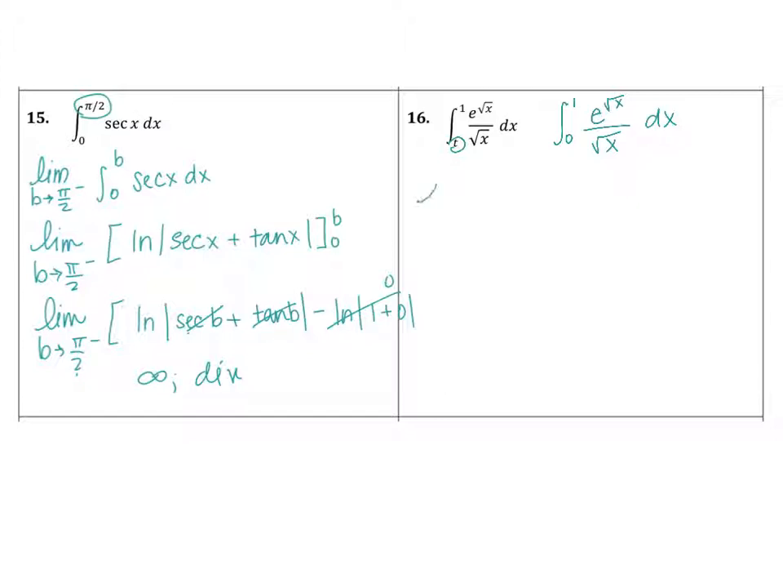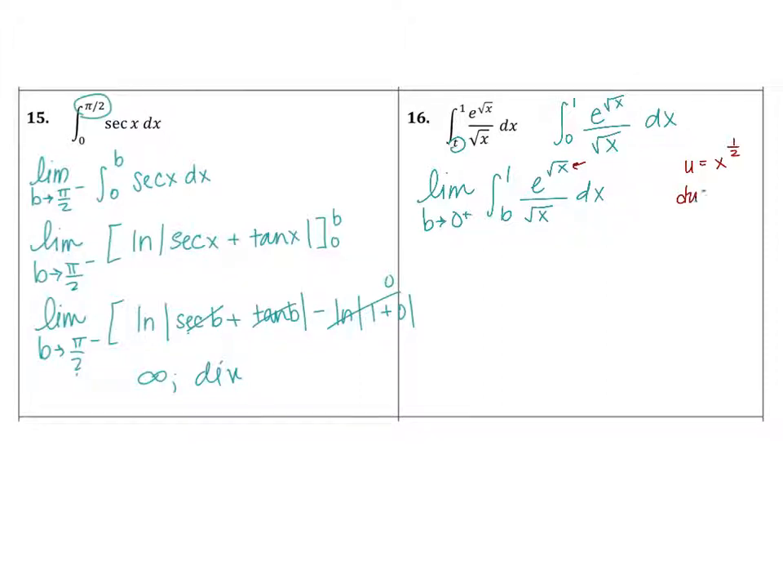And so we're going to look at the limit as b approaches 0. And we're coming in on which side? On the right side. And we're going to integrate from b to 1 of e to the square root of x over the square root of x dx. All right, so we're going to have to do a U sub. We're going to let u equal the square root of x, so I'm going to say x to the 1/2.